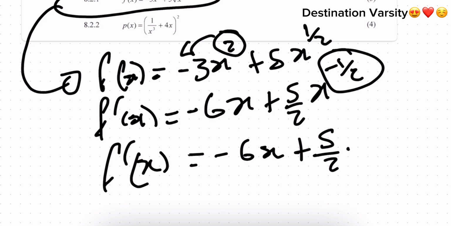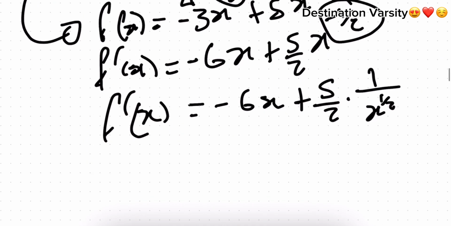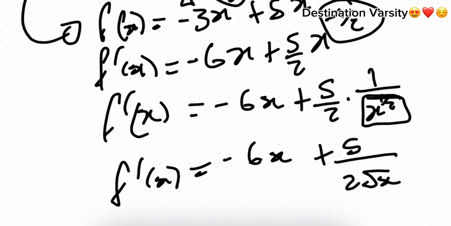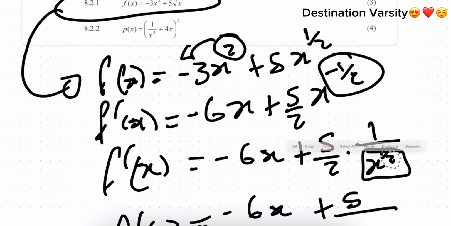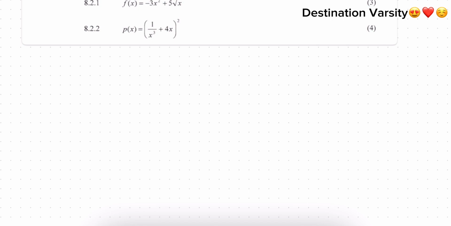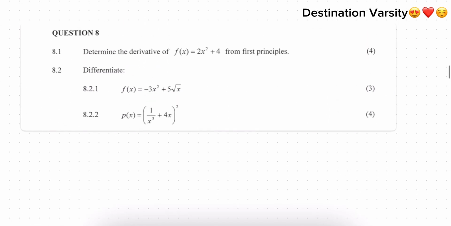I like to think of it as x to the power of 1 over 2, because this is the reciprocal of that. But you can always write it like this: f prime of x equals minus 6x plus 5 over 2 root x, because this is like root x. It's entirely up to you, but make sure that you simplify it as much as you possibly can, because these people can place marks in random places. You don't want to lose easy marks because you're lazy.